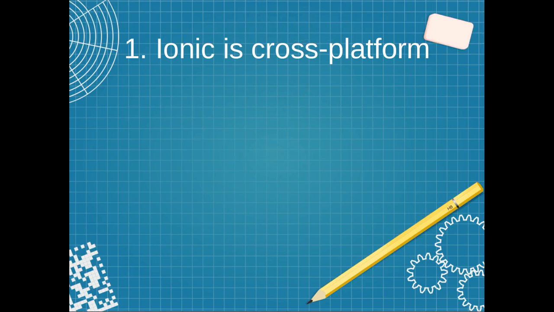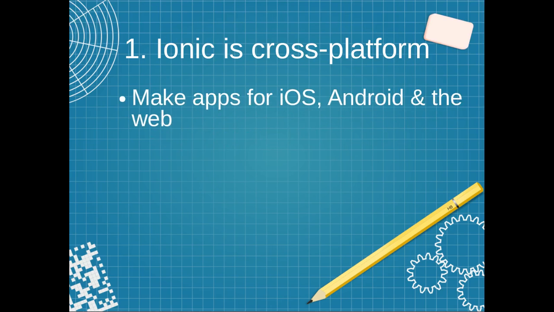The first reason why you should use Ionic is that Ionic is a cross-platform mobile application framework. Now what that means is that it allows you to create mobile apps for iOS, Android, as well as web apps for the web. Now, Ionic allows you to do these applications in the different platforms all using the same code base. Now, that means that your development is going to be much faster than if you created an iOS application using Swift or the Android application using Java.